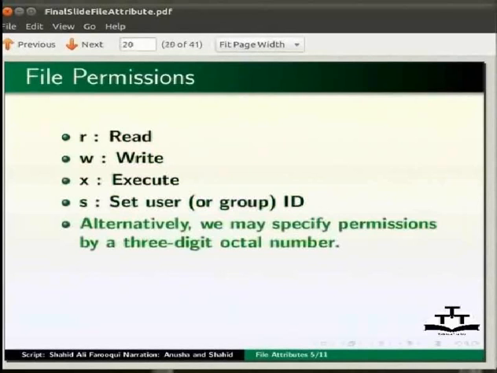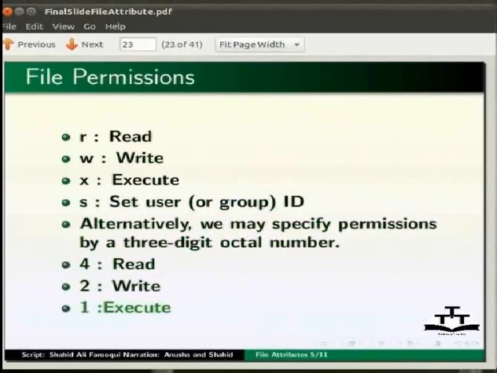Alternatively, we may specify permission by a 3-digit octal number. The first digit stands for owner permission, the second stands for group permission, and the third stands for other permission. Permissions are calculated by adding the following octal values: 4, that is read, 2, that is write, 1, that is execute. Now we will look at some examples of chmod.